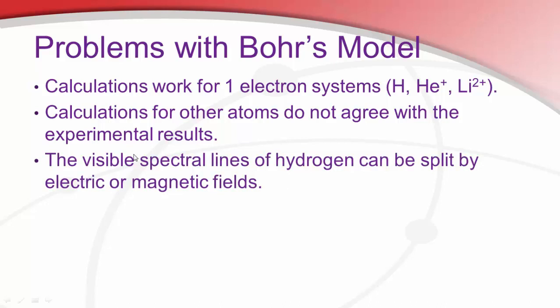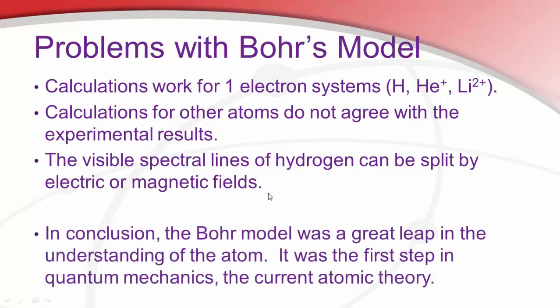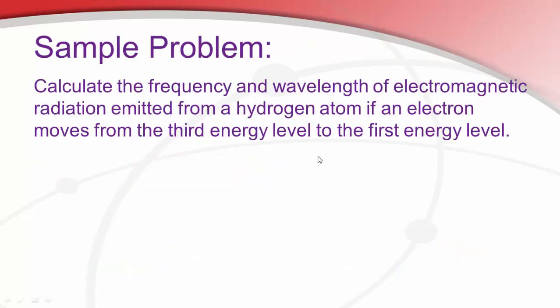And a similar problem existed in that the visible spectral lines of hydrogen could be split by electric or magnetic fields. Well, this isn't a shock because probably those extra electrons produce that kind of electric or magnetic field that wrecks the model. So, the Bohr model, though, was a tremendous leap forward and the first step in quantum mechanics, our current atomic theory.